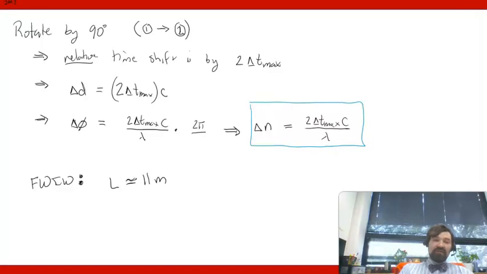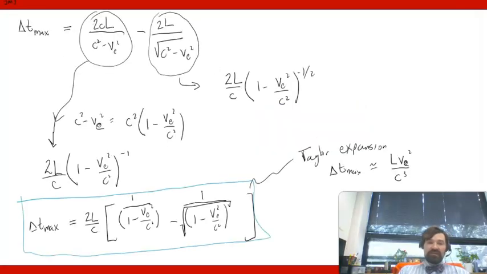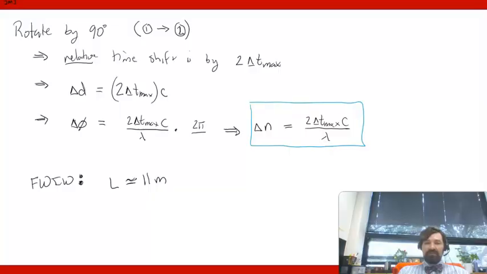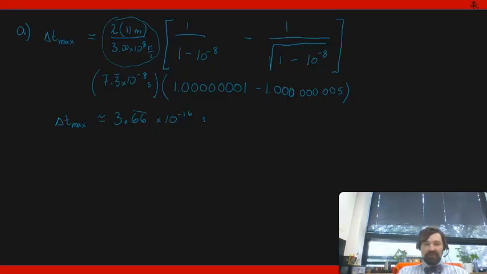Now, from there, what we wanted to do was calculate the delta D, so we're going to have to multiply that by 2 times C. So delta D is equal to 2C delta T max. So that's 2 times this number that we just computed times 3 by 10 to the 8 meters per second. So this obviously is going to give us a number that's on the order maybe 10 to the minus 7 or so.